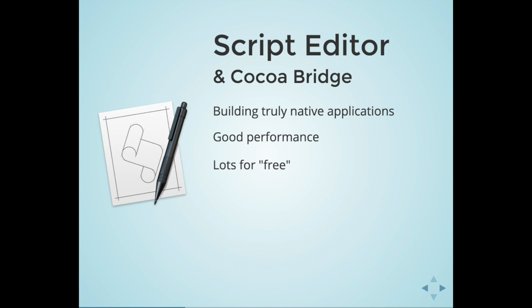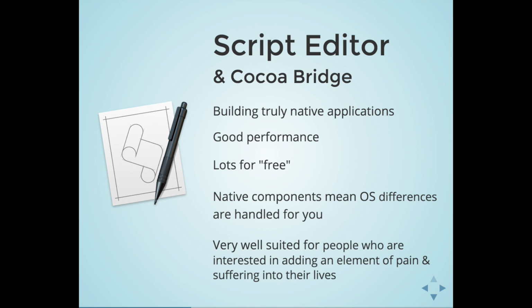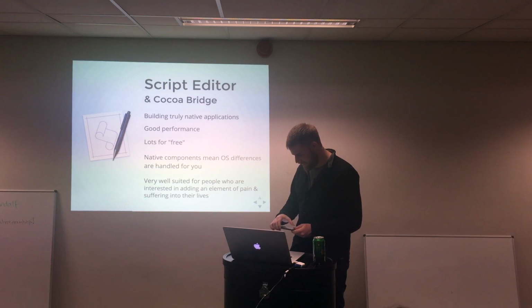You get loads for free. So when you build apps in such a way, you'll have the differences between Yosemite and Lion in your applications natively. You don't need to code that in. You don't need to say this operating system should look like this, one looks like this. Because you're using this stuff natively, you'll get loads of this stuff for free. And it's very well suited for people who are interested in adding an element of pain and suffering into their lives, as I found out writing this talk. So you may guess that this talk's going to be a little bit ranty.